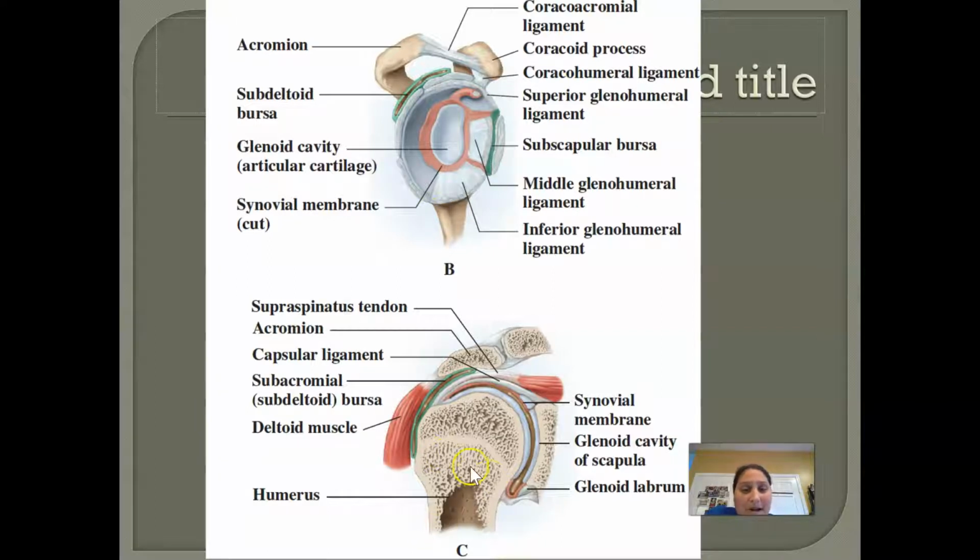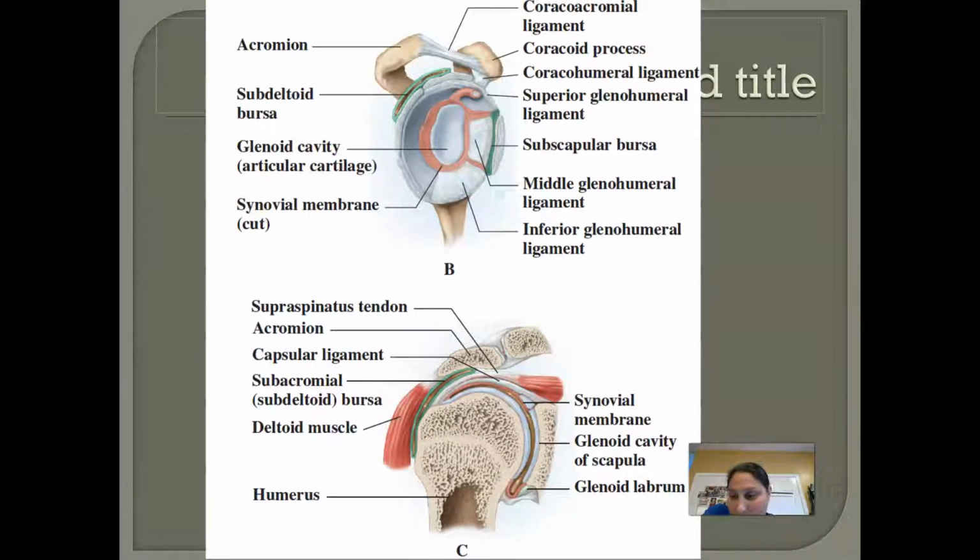Down here at the bottom, we're looking at the humerus right here. Right here is that epiphyseal plate, or the growth plate. You've got more bursa sacs. You've got the supraspinatus tendon that's going through there, different glenoid cavity of the scapula. So there's not a lot of room for play in any of that.